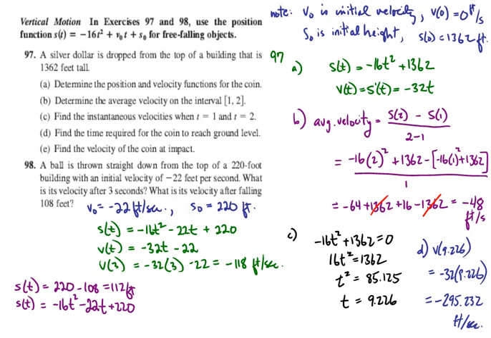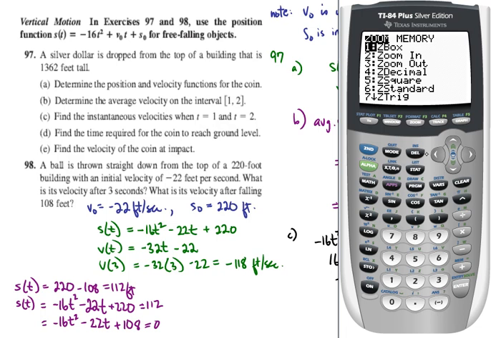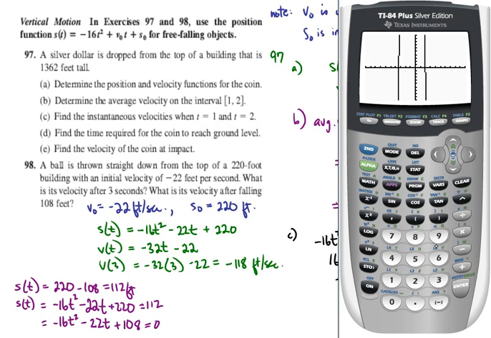So we'll take our initial position function, negative 16t squared minus 22t plus 220, and we're going to set that equal to 112. We will subtract across the 112 since it's a quadratic function, and we'll want to solve that equation there. So I'm going to bring in the graphing calculator now, and I'm going to go ahead and enter that function into y1. Now we could find out where this is equal to 0 simply by graphing this function. So I'm going to zoom, standard, and see what we get here.